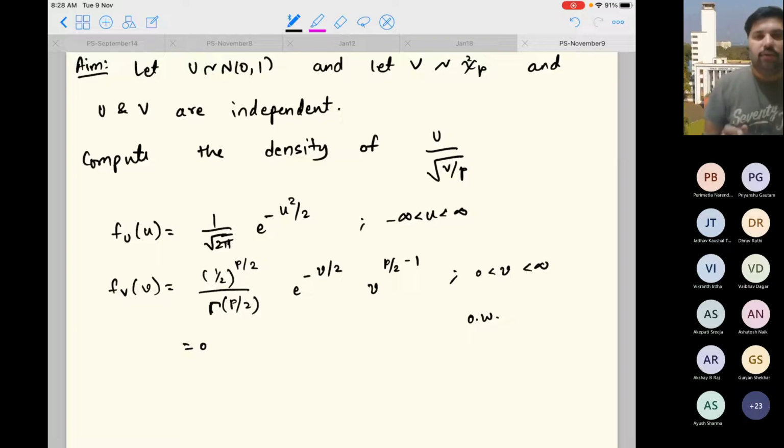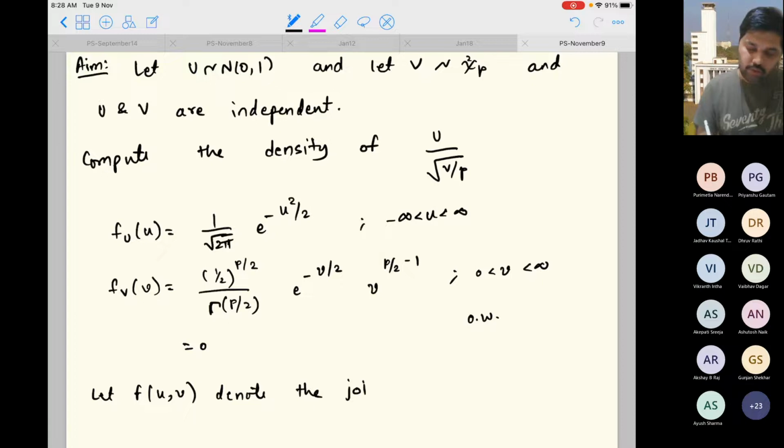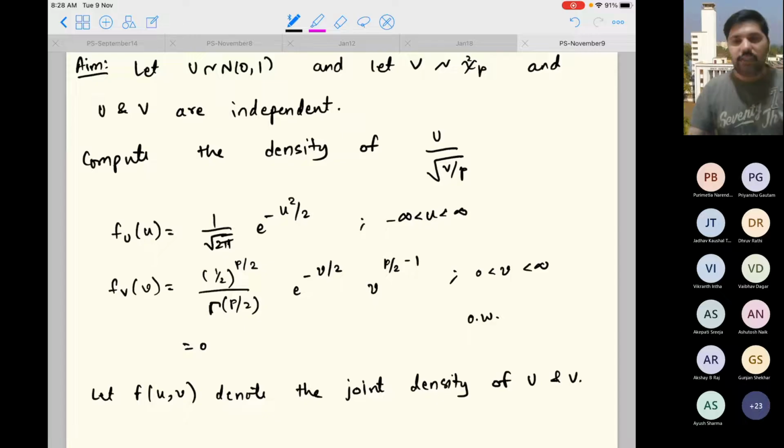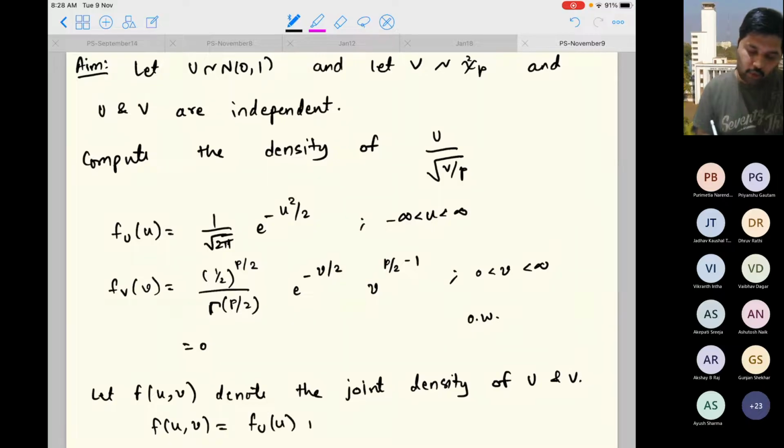So the joint density of U and V is what I am really interested in finding. Let f_UV denote the joint density of U and V. I can write the joint density as the product of the marginal densities. Why can I write this down? Because the joint is the product of marginals.